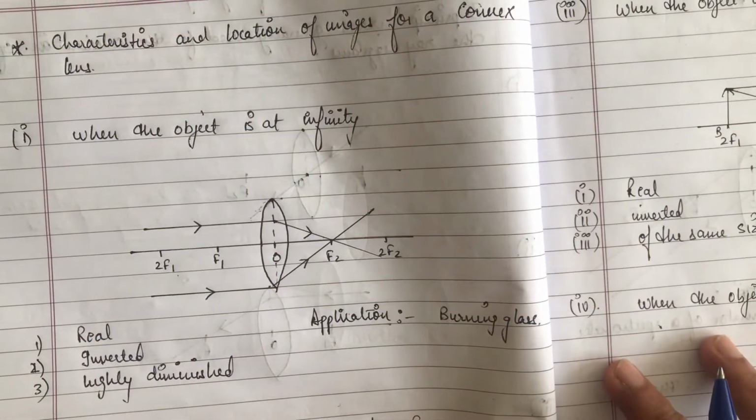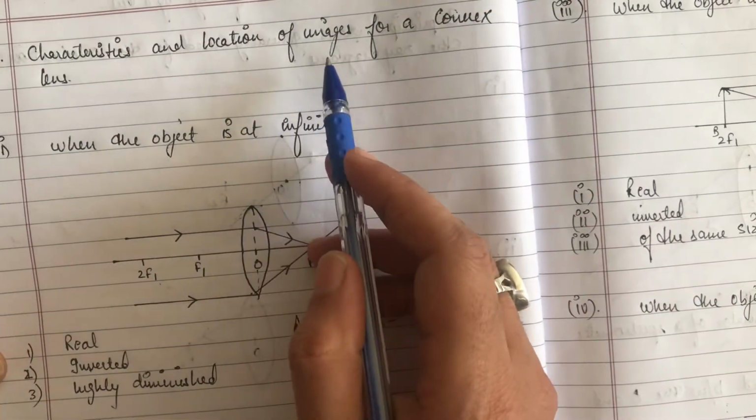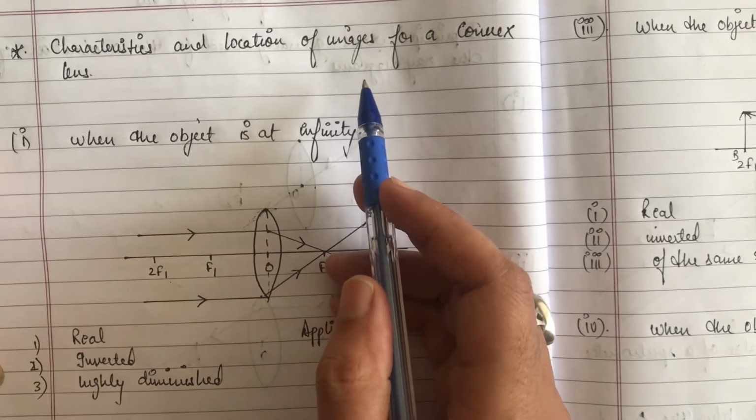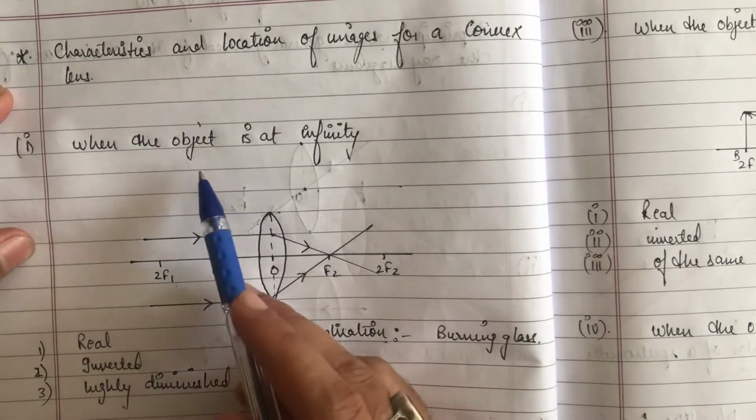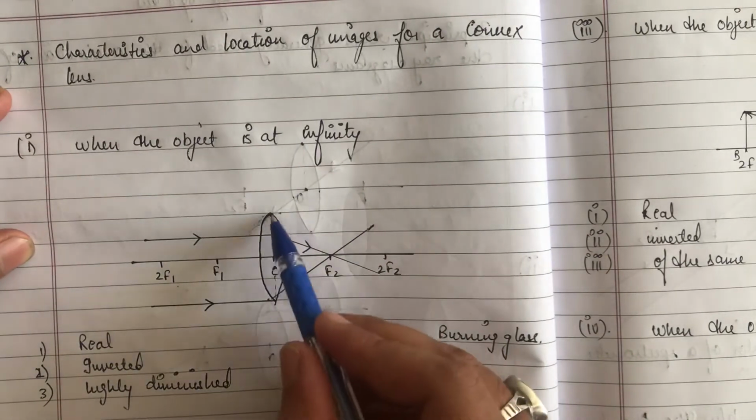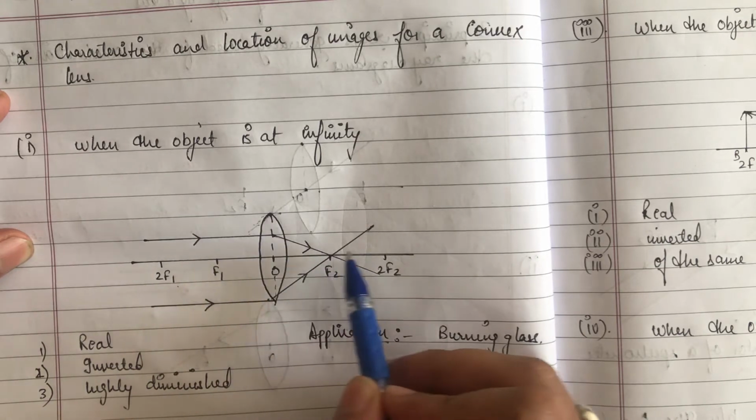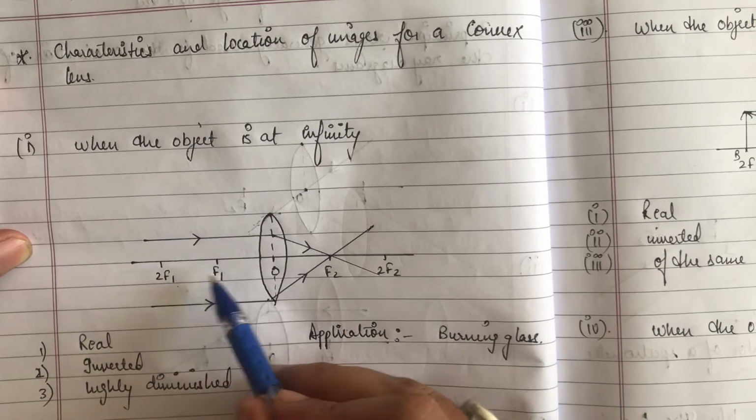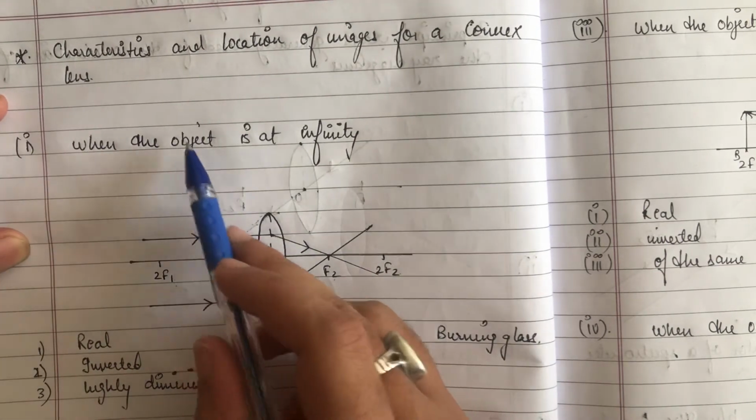First is the characteristics and location of images for a convex lens. First case is when the object is at infinity. This is our lens. First we'll draw the optical center, this line, the first focus, second focal length, F1 to F1, F2 to F2. Now our object is at infinity.